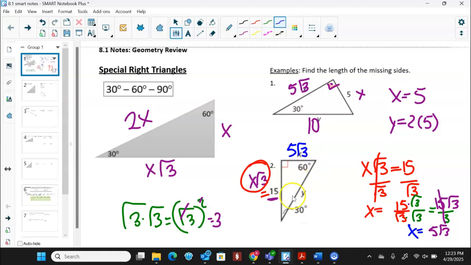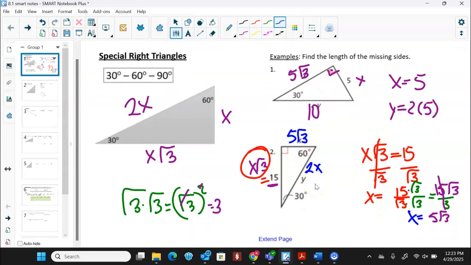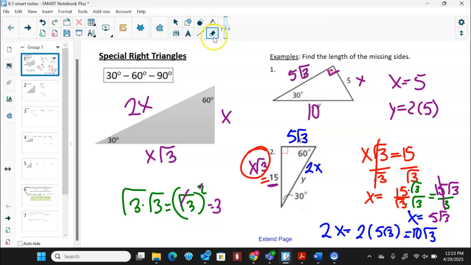Now, the hypotenuse side is 2 times x. So again, we can calculate that by saying, what is my x? 5 root 3. 2 times x equals 2 times 5 root 3, which equals 10 root 3. So that means my hypotenuse side, y, right here, is going to be 10 root 3.